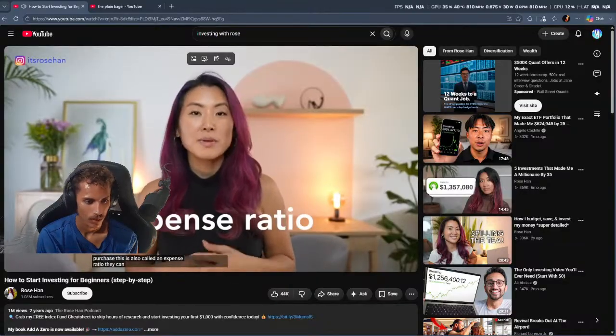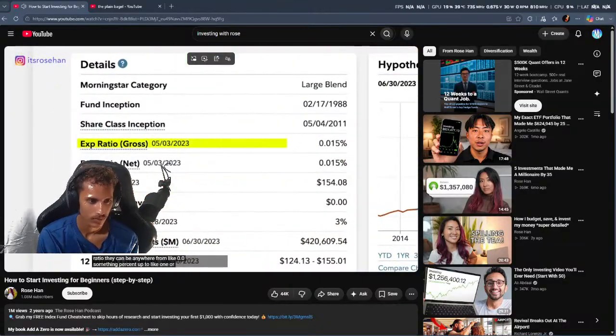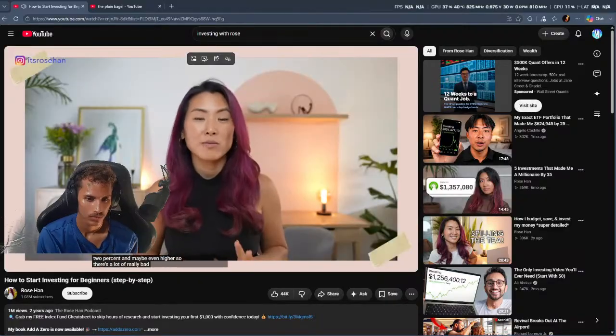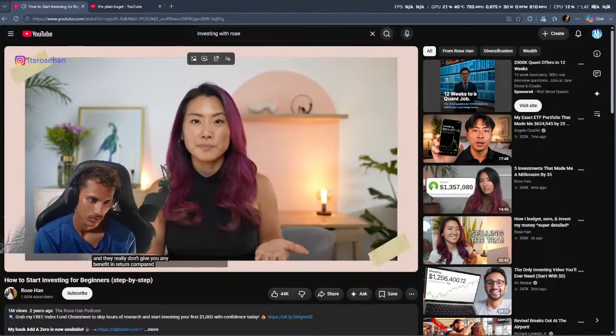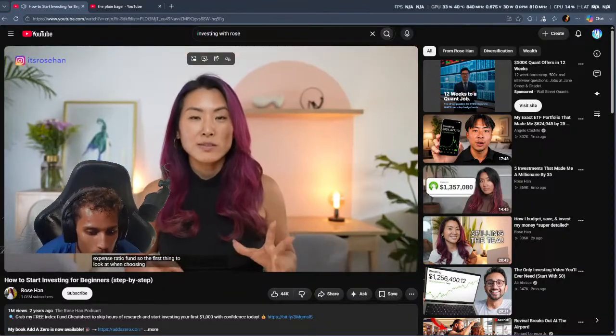This is also called an expense ratio. They can be anywhere from like 0.0 something percent up to like 1 or even 2% and maybe even higher. So there's a lot of really bad funds out there that charge high expense ratios. We're talking like 1, 2, 3%, and they really don't give you any benefit in return compared to a lower expense ratio fund.